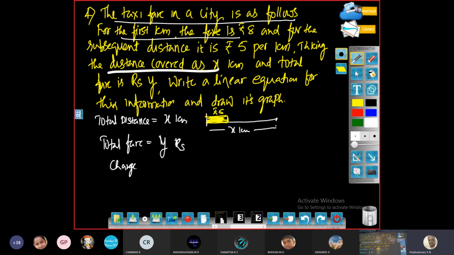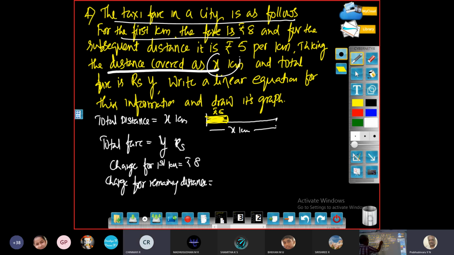Charge for the first kilometer, rupees 8. Then the charge for the remaining distance. What is the remaining distance now? X kilometers, so the remaining is x minus 1 kilometers.